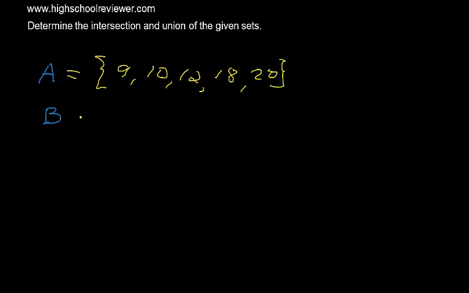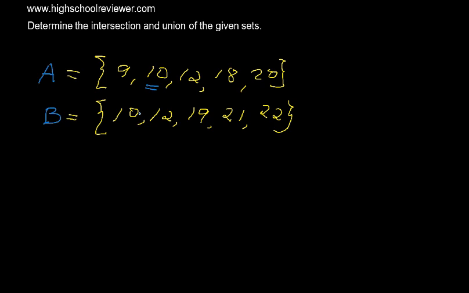We will have here sets A and B. For A, our given numbers are the following. And for B, our given numbers are the following. We will then find numbers that are present in both A and B.